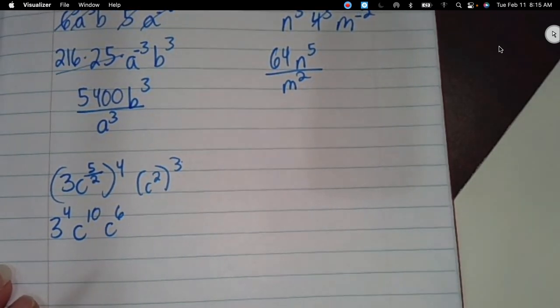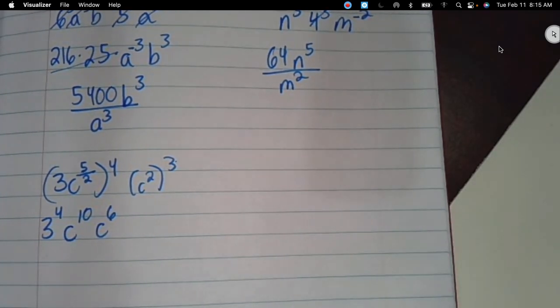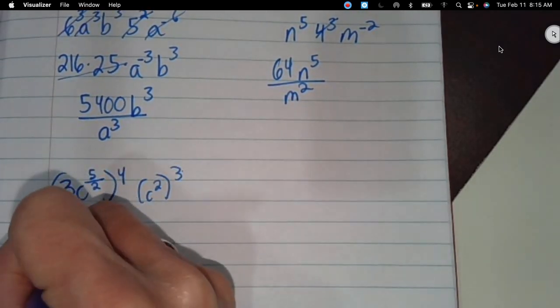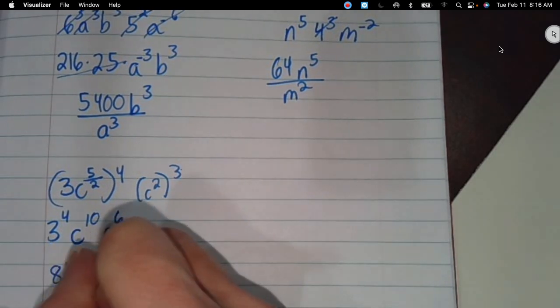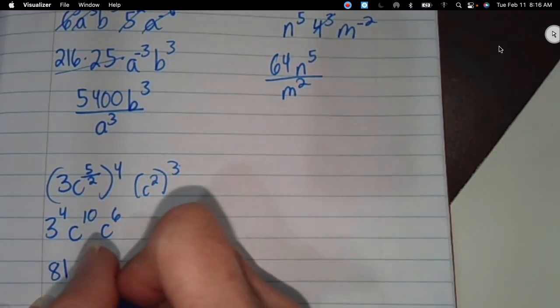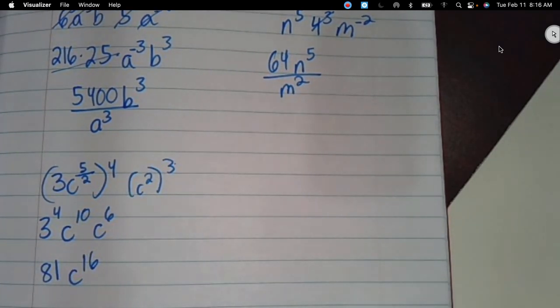I feel like I keep having that one. Is that not 81? It is 81. Okay. It's 3 times 3 times 3 times 3. Put it in your calculator, y'all. Now, c to what power? Y'all just said we're going to add those. 10 plus 6 is 16. There you go. Okay. Let me see if I have one.